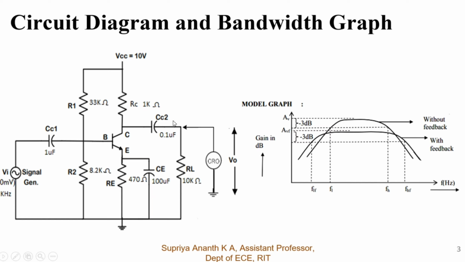Here you need to calculate the bandwidth for both with feedback and without feedback of the BJT. The corresponding bandwidth values will be calculated, and we are also going to calculate the output impedance as well as the input impedance. We'll see the circuit connections as well as the graph across the oscilloscope.